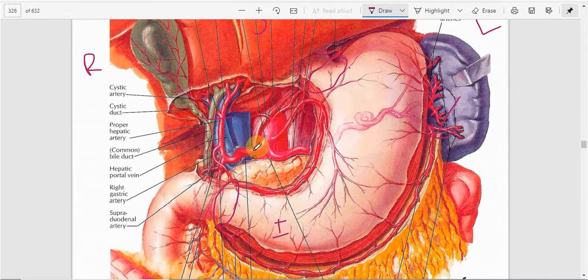Then the common hepatic, which eventually has a name change, is heading horizontally to the right. It is also going a bit downwards, and you can see it is going forwards as well if you look at the image really closely. And at this point, this is where it is given off, and this is the point where it reaches the duodenum.